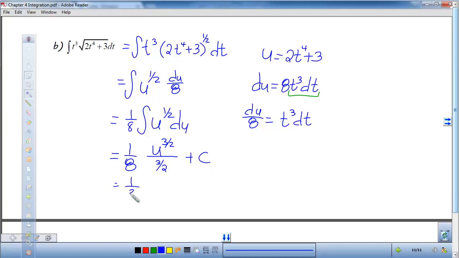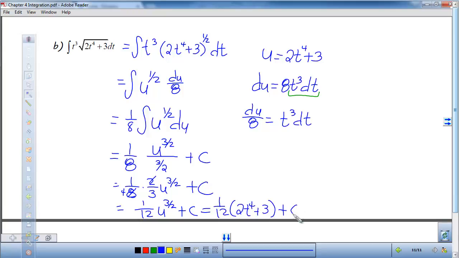So we get 1/8 times 2/3 u to the 3/2 plus c. The 2 and the 8 are going to cancel, and so we're left with 1/12 u to the 3/2 plus c, or 1/12 times (2t to the fourth plus 3) to the 3/2 plus c.